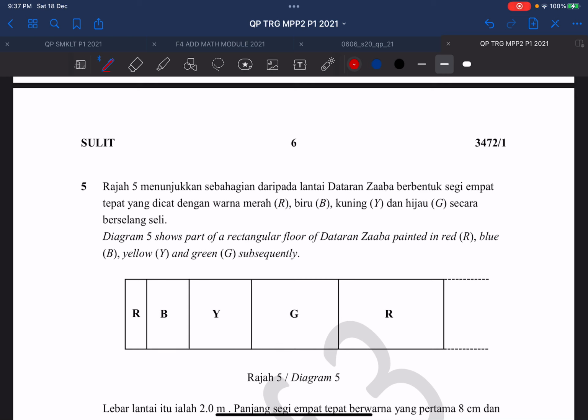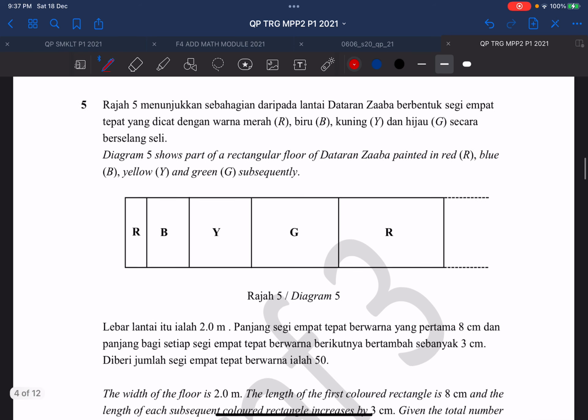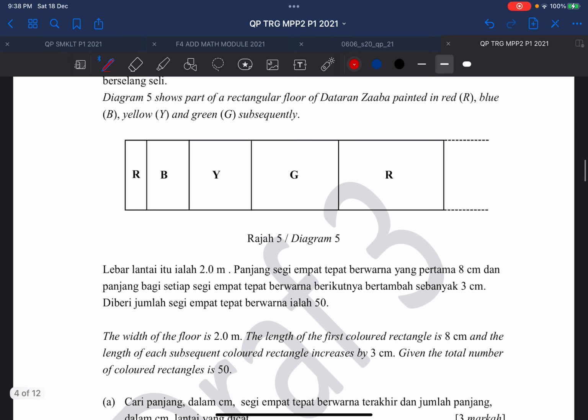Okay, so for Terengganu MPP2 paper 1 question 5, it's actually a progression of series kind of question. It states that they paint the rectangular floor with different colors, which are red, blue, yellow and green subsequently, and with different length.